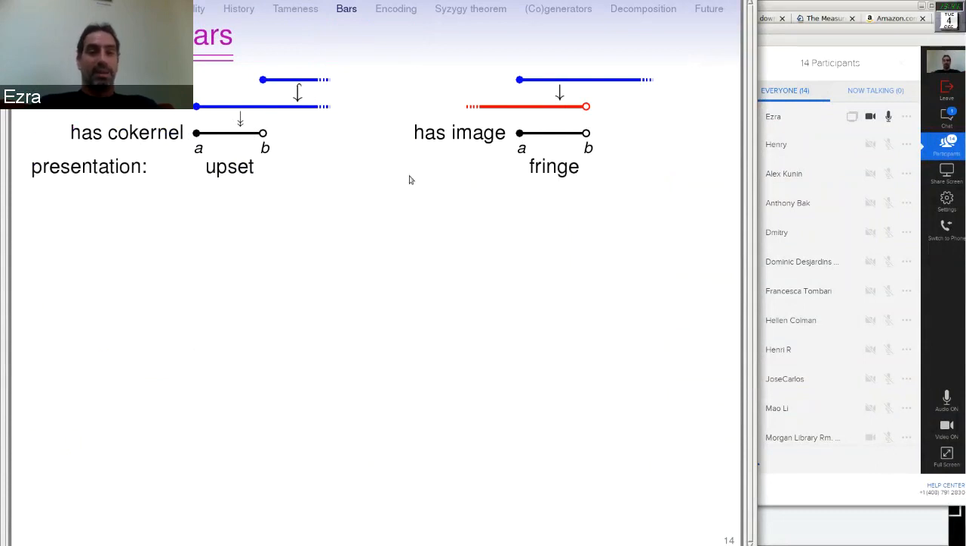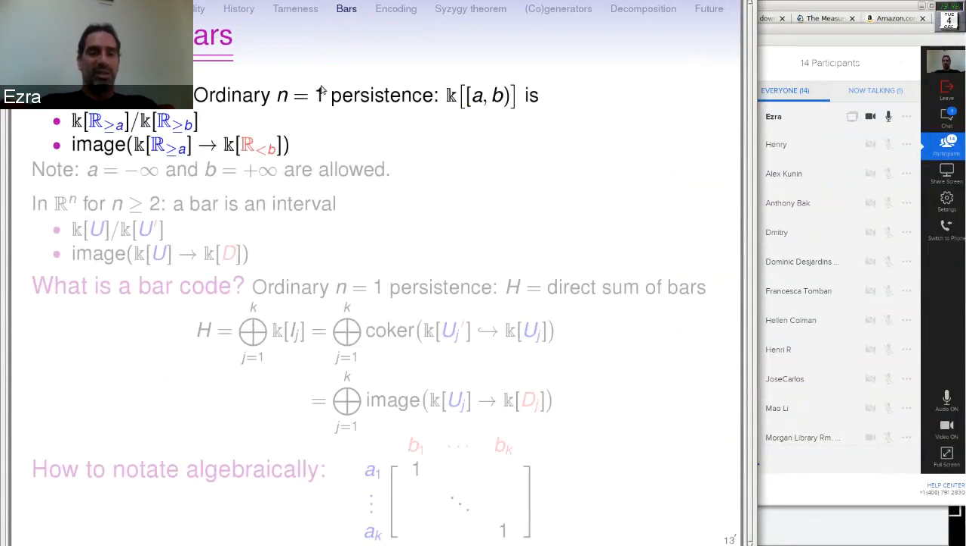Okay, so this is an upset presentation, and this is called a fringe presentation. This one is new from commutative algebra. People don't usually present modules this way. The analog of an upset presentation is really a free presentation. And in this case, these modules are in fact both free because it's in the one-parameter case. Once you get into the two-parameter case, it begins to look very different.